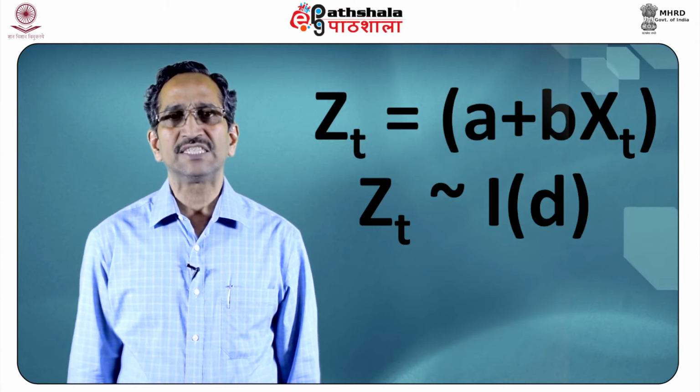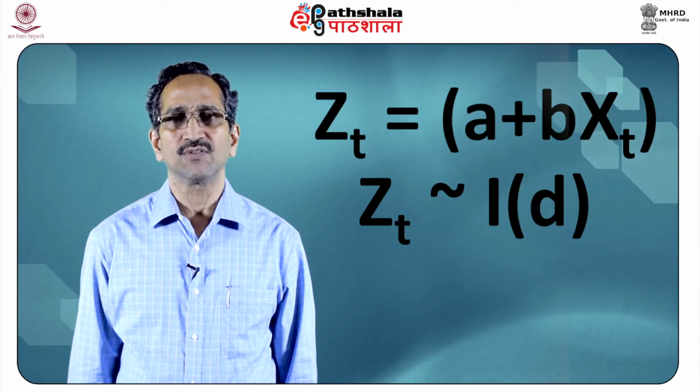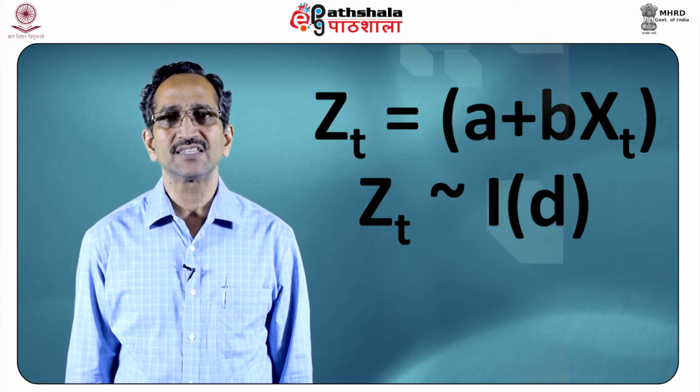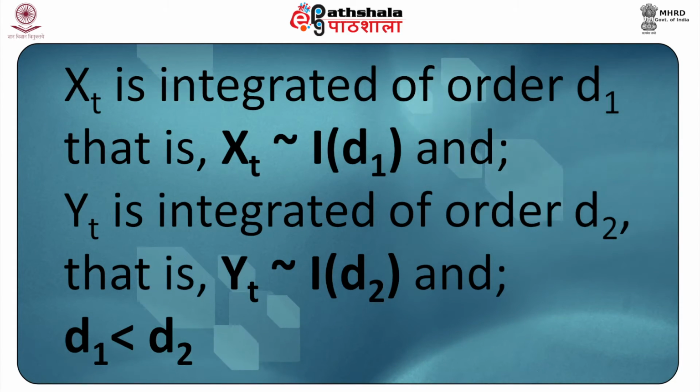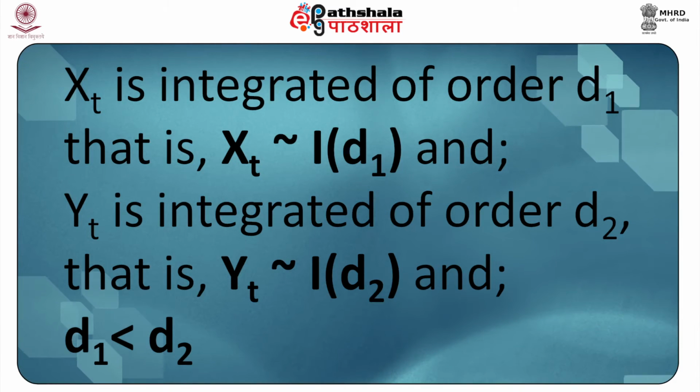That is, zt would also be integrated of order d and can be written as Id. Therefore, what we are saying is that the status of the series is not affected, as far as integration is concerned, by multiplying or adding any constants to the series, like a and b, which we have used in our example.